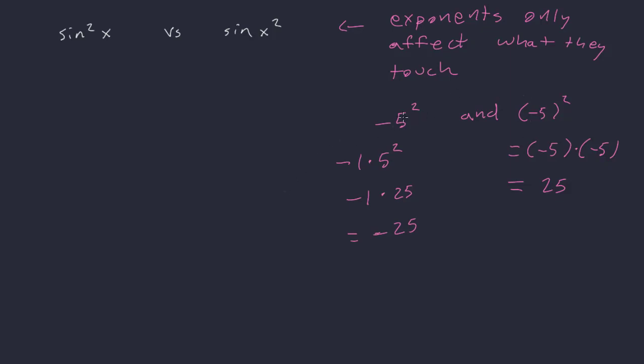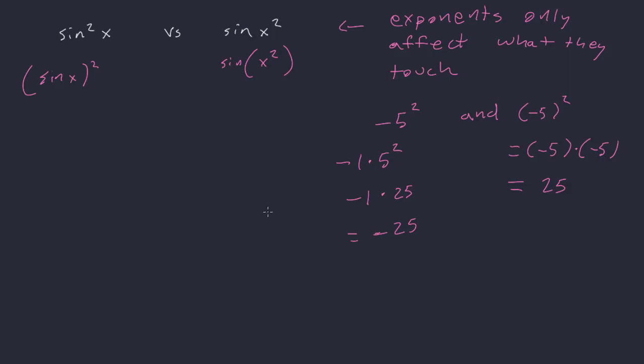The exponent is only going to affect what it is touching. So in this case, it is touching the sine, right? So this is sine of x, or sine x all squared. Okay, and so this is just the notation we use for that. Whereas here, the exponent is touching the x, so this is sine of x squared.